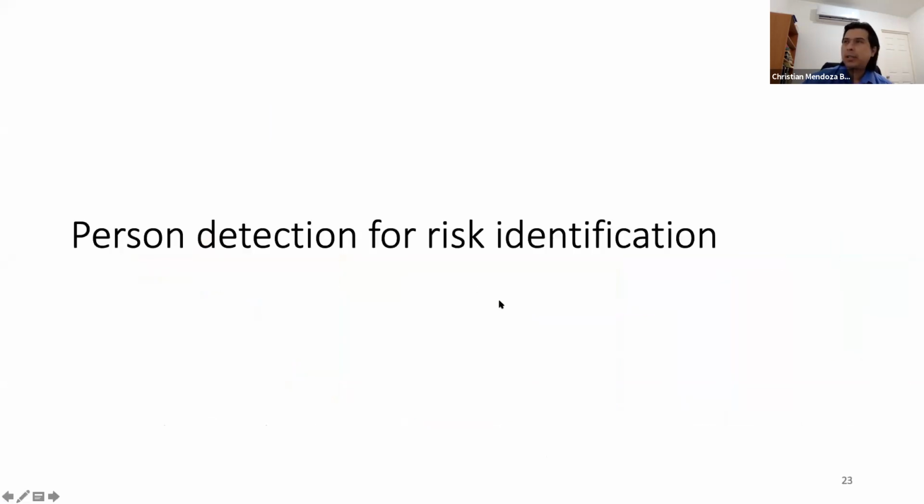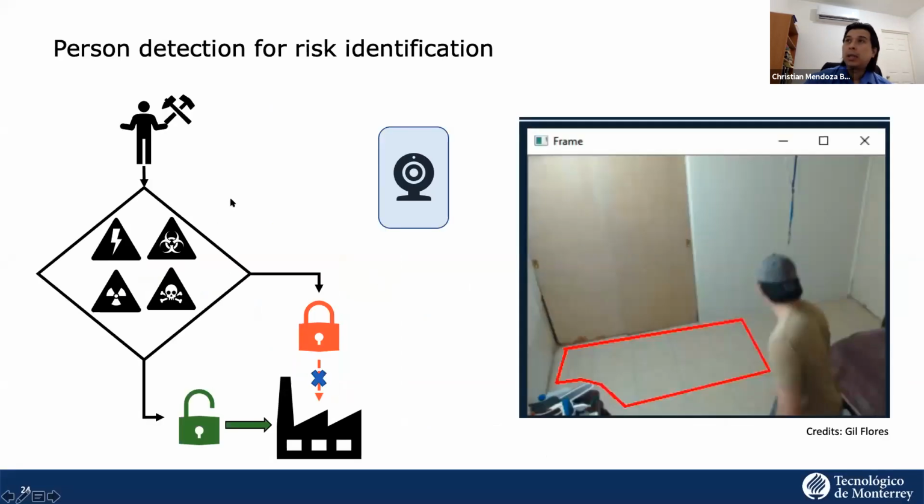I'm going to go a little bit faster here because I think I'm running out of time. So let me talk quickly about the person detection for risk identification project. This is quite simple. We wanted to devise something that will use cameras to determine if a user, let's say in a company or a factory, is in a place where it's dangerous or not. All companies have different measures for this, but the idea is that you could face potential dangers if you go into an area that is dangerous and you don't take enough care.